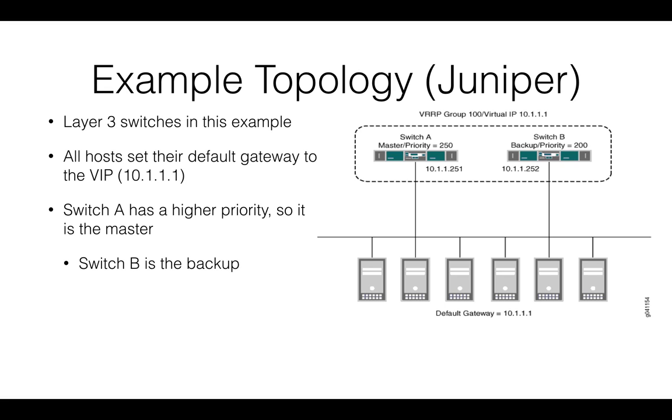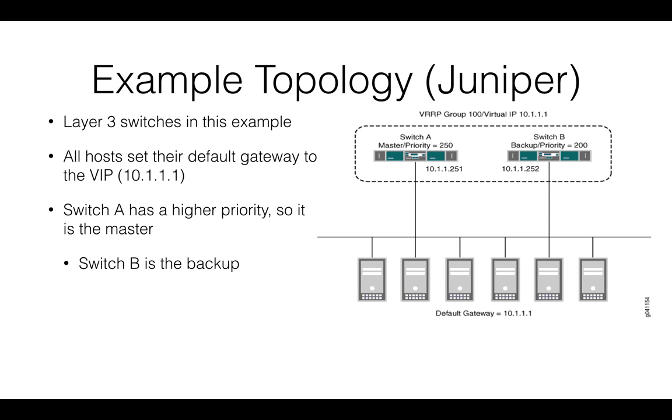So if a client was going to go to Google or something other than the subnet that they're on, their packet's going to go towards the default gateway of 10.1.1.1. VRRP designates that switch A, because it has a higher priority, should be the master router, so the packets will actually traverse through switch A with that. It's kind of a neat setup.